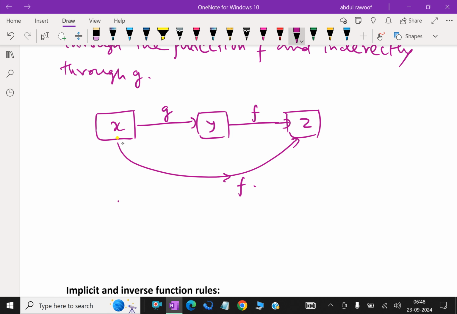Therefore, you can say dz by dx equals partial derivative with respect to x plus partial derivative with respect to y into dy by dx. Next one, implicit and inverse function rules. Before that, we'll do some example problems.